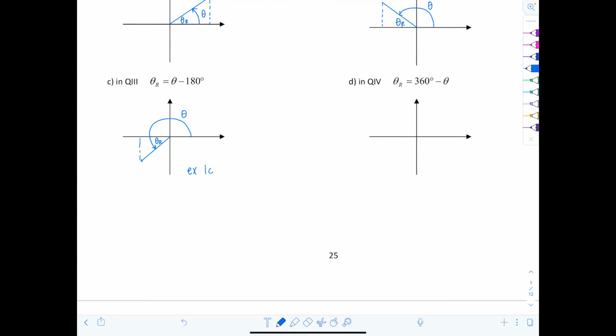And then lastly, if theta terminates in quadrant 4, so terminal side is over here in quadrant 4 somewhere. There's theta. Then the reference angle in here is equal to 360 minus theta. So that was example 1D. Okay, but like I said, don't just memorize these 4 cases because most likely when you're taking a test or something, you might get them jumbled up when you're nervous. So best bet is just practice drawing out the angle and then figuring out what the reference angle is going to be, and it's just going to take a little bit of practice.